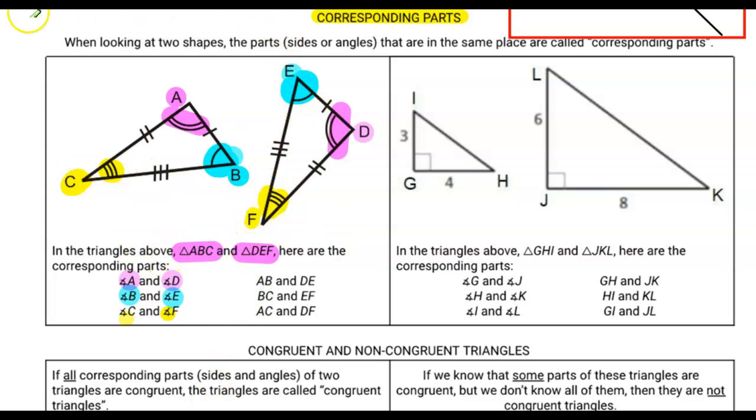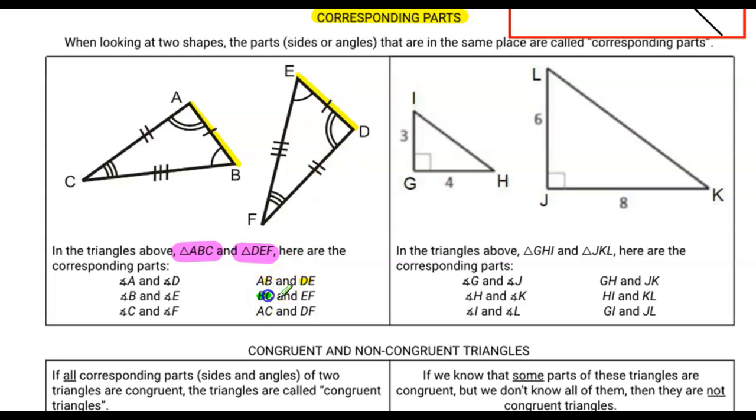And then we can also do the same thing for sides. For example, we have AB, that side from here to here. It looks like it's the shortest side of the triangle, and that side corresponds to side DE, which is of course also the shortest side of this triangle. You can notice that they have the same hash mark here, so these particular corresponding sides are congruent. They don't always have to be congruent. Corresponding just means same place, different shape.